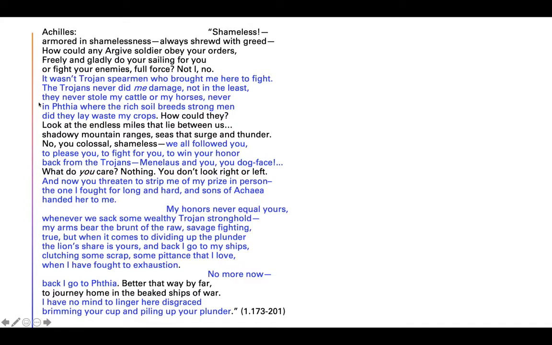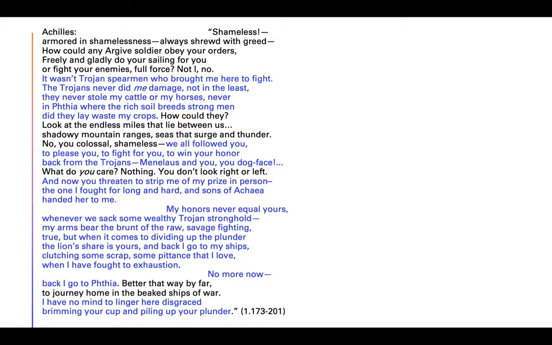So Achilles is saying here that I actually don't really have any problem with the Trojans. They never did anything wrong to me. They never brought me damage. How could they? Look at the endless miles between us. And so he's like, I'm not mad at the Trojans. No, I'm mad at you. You colossal, shameless Agamemnon. We all followed you to please you, to fight for you, to win your honor back from the Trojans. Menelaus and you, dog face.